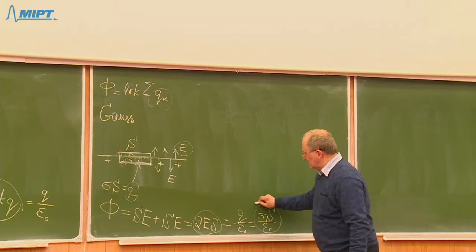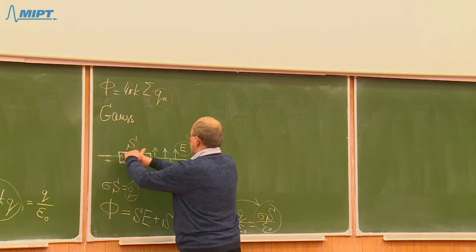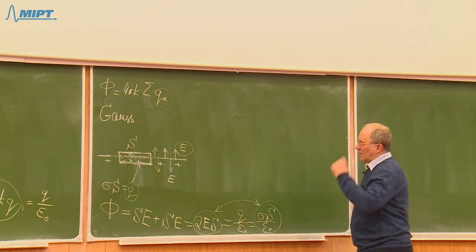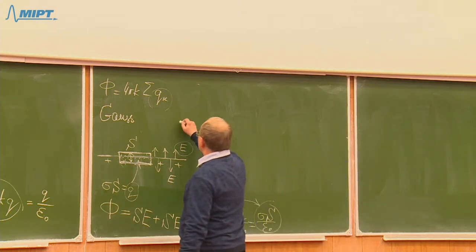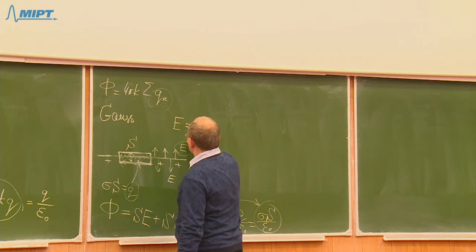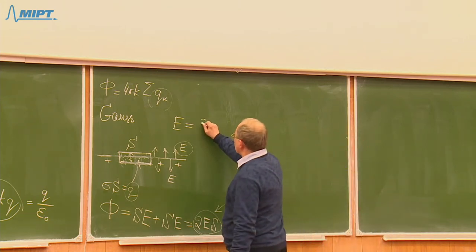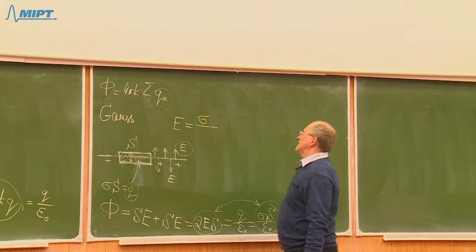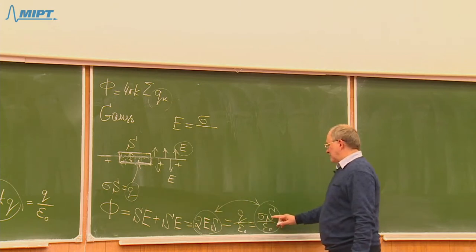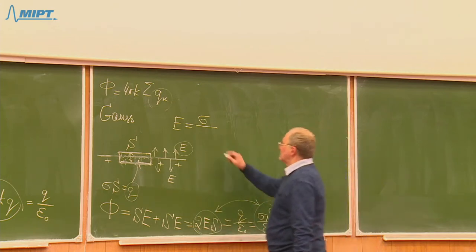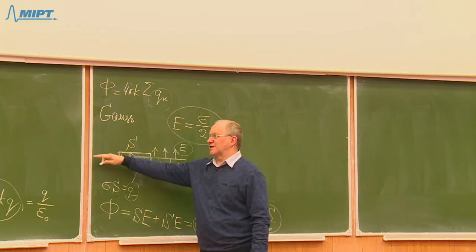Considering these two expressions, we discover that the surface area, which is cut out on the plane surface of the charged plane, will cancel, and the electric field in this configuration will be equal to the surface density of electric charge on this charged plane, sigma, divided by 2 epsilon zero.